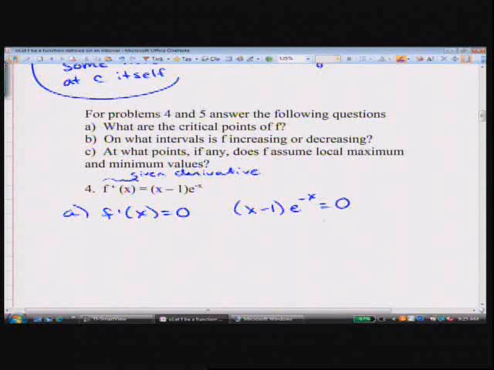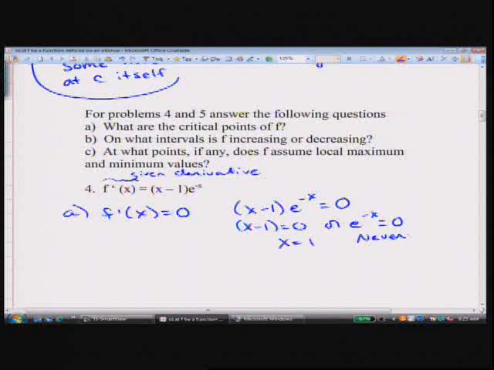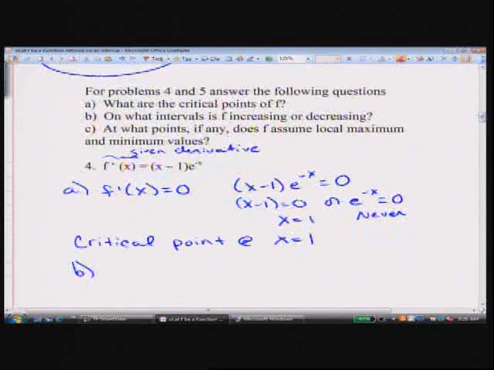Now this is already factored, so you just have to set each of your factors equal to 0. So x minus 1 equals 0 or e to the negative x equals 0. Well, this equals 0 when x equals 1, and this is never. There's no value of x that's going to make that function 0. Okay, and so that answers part A. Those are your critical points, or in this case just one, at x equals 1.